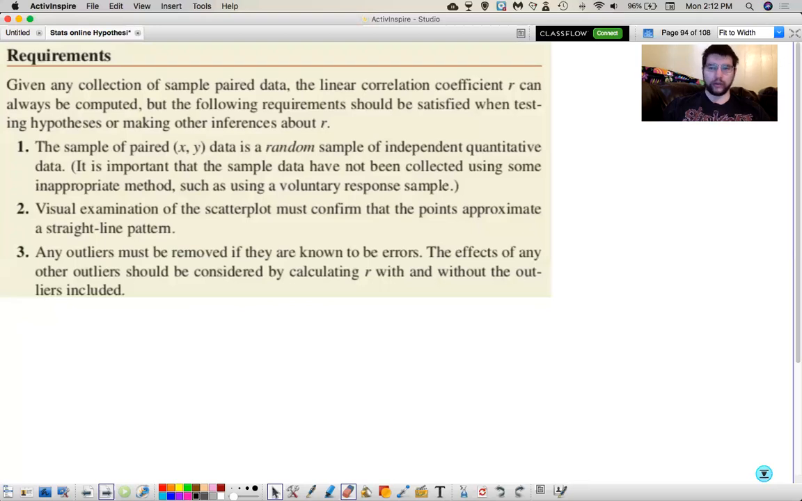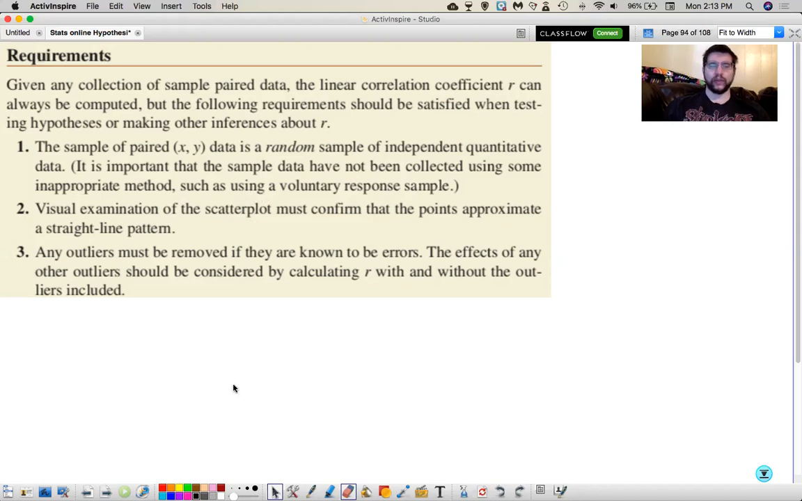So of course, we got our requirements we have to follow, and they will be met. Given any collection of sample data, paired data, the linear correlation coefficient R can always be computed, but the following requirements should be satisfied when testing the hypothesis or making inferences about R. So we can always calculate R, but is it going to mean something? Well, to make sure it means something, the sample of data is random of independent quantitative data.